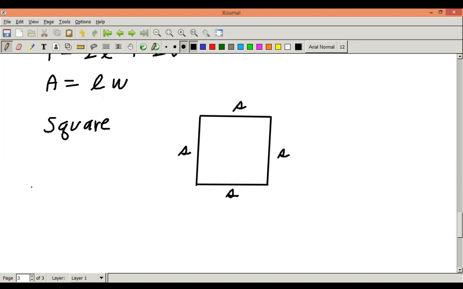So now if you want the perimeter of that square, all you have to do is find one side and multiply it by 4. So 4 times S, because they're all the same. And just like with the rectangle, if you want the area, just take the length times the width. Well, the length and the width are both the same. It's S, so it's S times S. We'd say S squared.